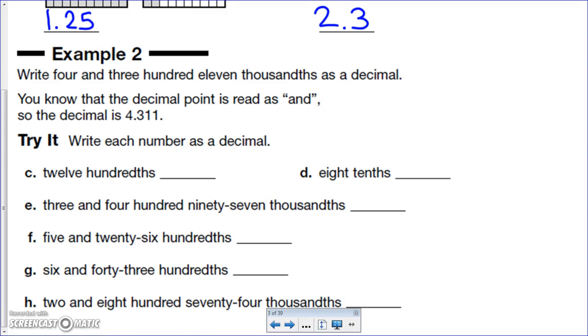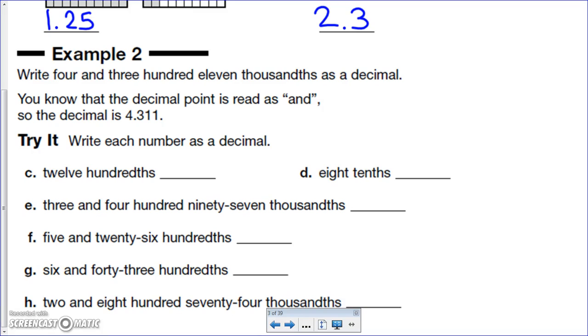Example 2. Write 4 and 311 thousandths as a decimal. You know that the decimal point is read as and, so the decimal is a 4, followed by the decimal point, 311. And the number ends in the thousandths place, so we know it's 311 thousandths.